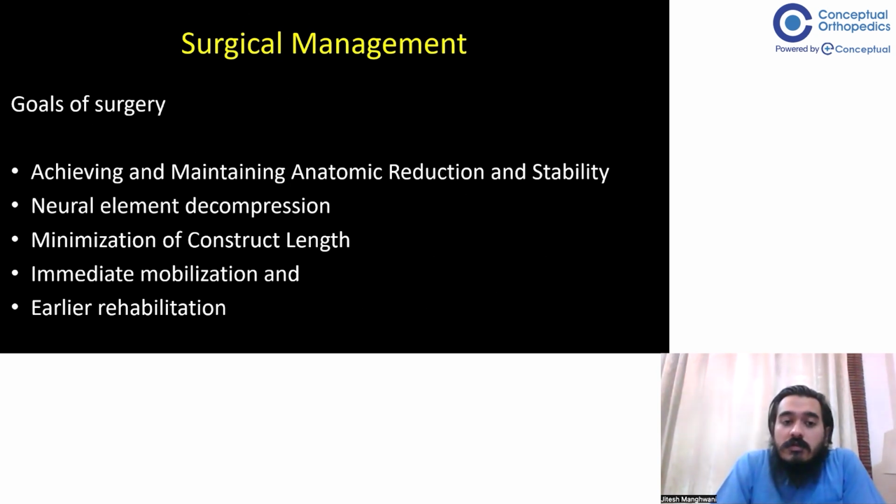We have to do all this while ensuring that we minimize the length of the construct. We cannot keep on increasing the size of the construct. Along with that, we have to aim for immediate mobilization and early rehabilitation. So we have to mobilize the patients as soon as possible and rehabilitate them as well.